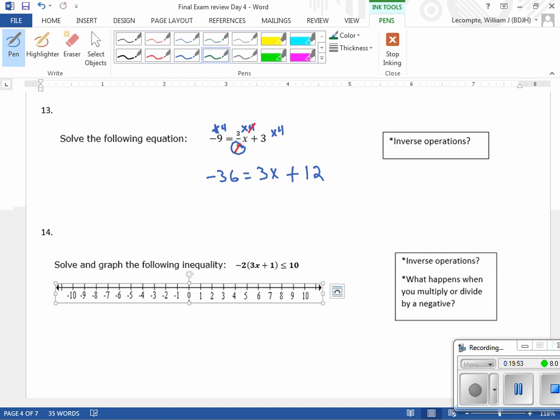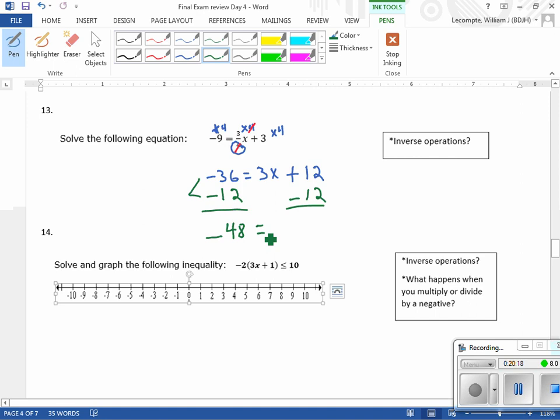I would say addition and subtraction. So we're going to subtract negative 12 from both sides. When I subtract two negatives, I get a negative. And I add the negatives together. So actually I get a negative 48 is equal to, this goes away, and I get 3x.